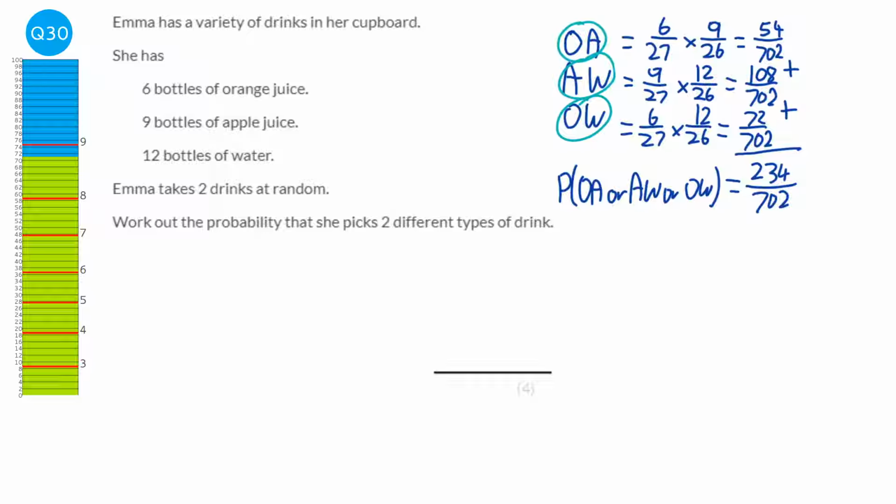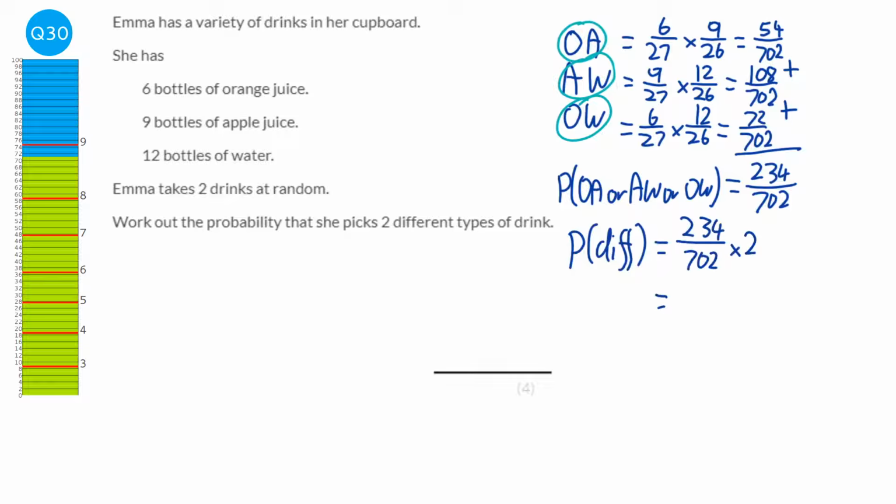Now, I said we would deal with the reverse situations now. I'm going to deal with that now. And as I said, OA is going to be equal to AO, AW is equal to WA, and OW is equal to WO. So all we need to do to find the probability that the drinks are different is get the 234 over 702 and just double it.